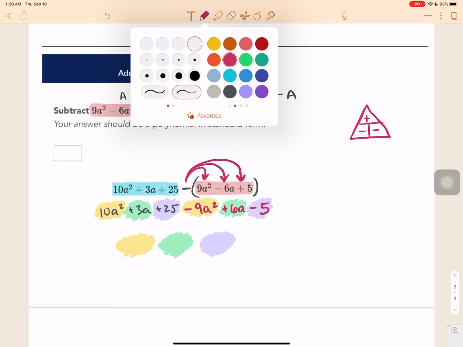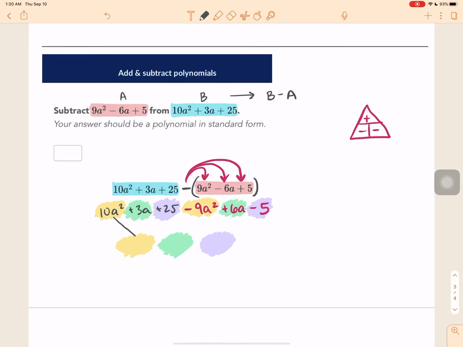Okay. So here we combine our yellow ones, our a squareds. 10a squared minus 9a squared is just 1a squared. Again, you don't have to put the 1. This is really just a squared. The 1 is a given. It's an invisible 1 that we know is there. And then we have positive 3a plus 6a is positive 9a. And then positive 25 minus 5 is positive 20. So your answer for Khan Academy would be a squared plus 9a plus 20.